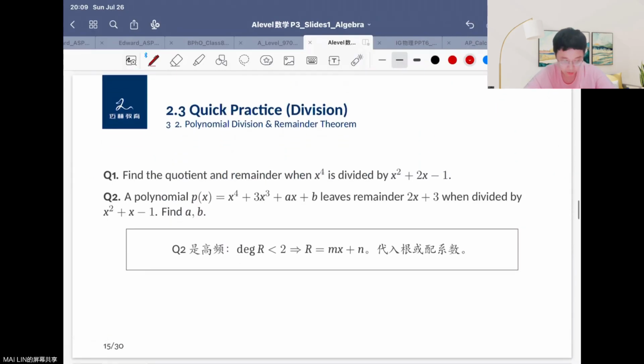Okay, and here is a quick practice for you to solve the question. For example, question 1, to find the quotient and remainder. If you want to do it yourself, you can first pause the video and do it yourself. But if you want to follow with me, you can keep on going, okay?